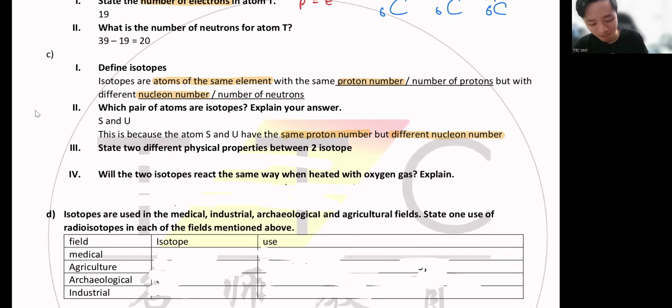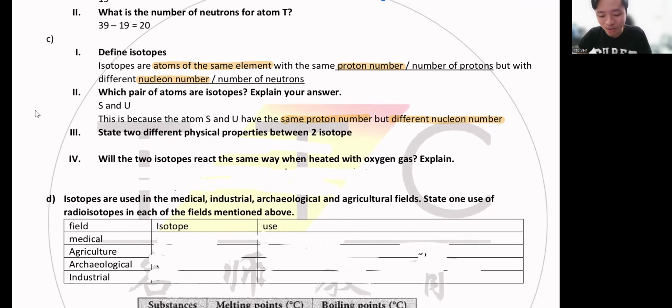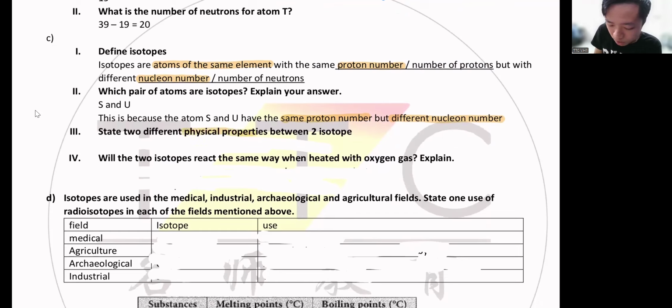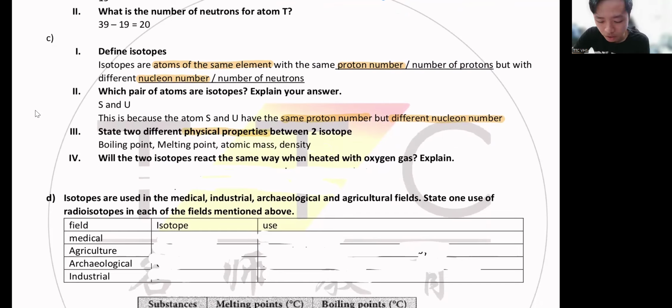Okay. So state two different physical properties between two isotopes. Physical properties you can talk about. Normally when you see the words physical properties, talk about the melting point, boiling point, or talk about its density, talk about the atomic mass, all this.